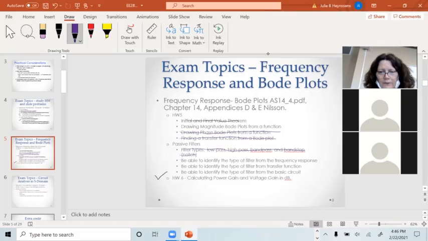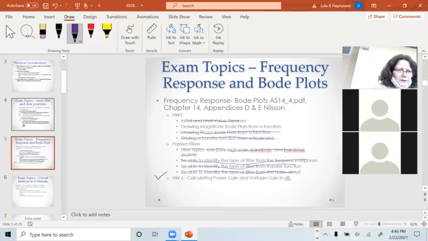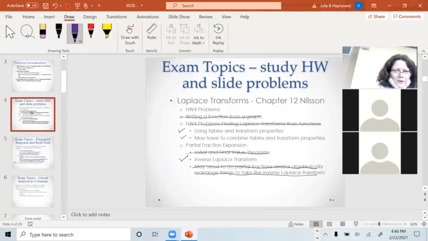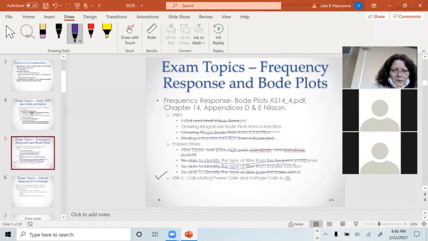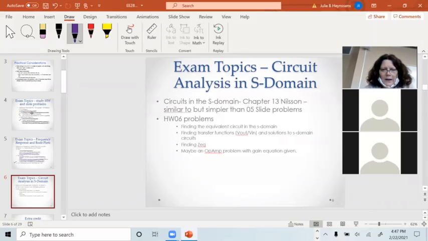I didn't put filters on there because I'm going to get you on that in lab 4. So this is the big thing. And there was another thing in here. So we've got pretty much your exam problems. Do a Laplace transform. Do an inverse Laplace transform. Calculate power gain and voltage gain and current gain in dB. And circuits in the S domain.